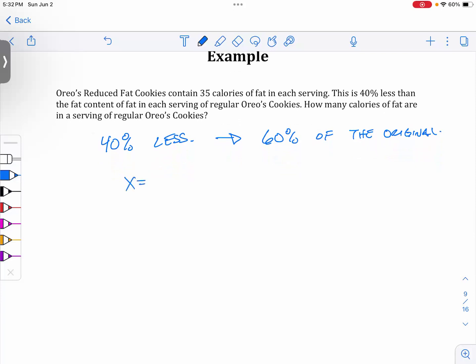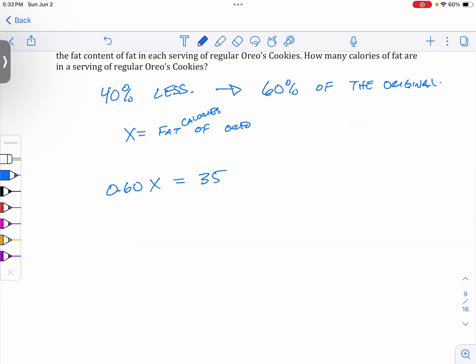if X equals the fat of Oreo, that means I have 60%. And again, when dealing with percentages, you always turn those to decimals. 60% of X equals 35 calories, fat calories. And actually, that's our equation. And it's a very, very easy equation.